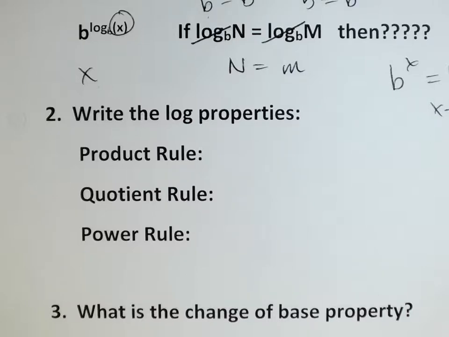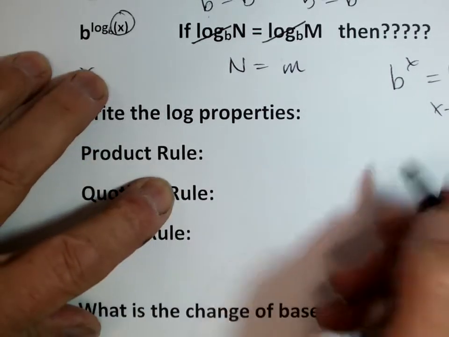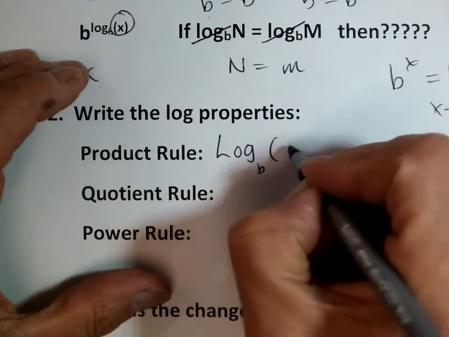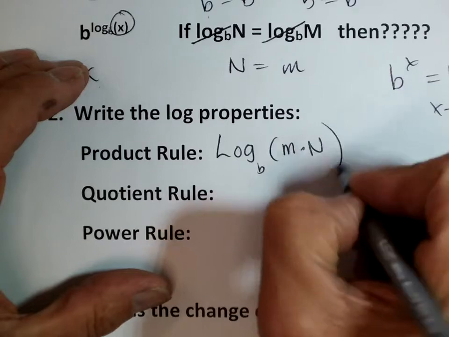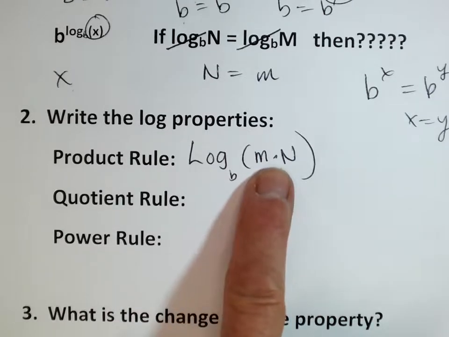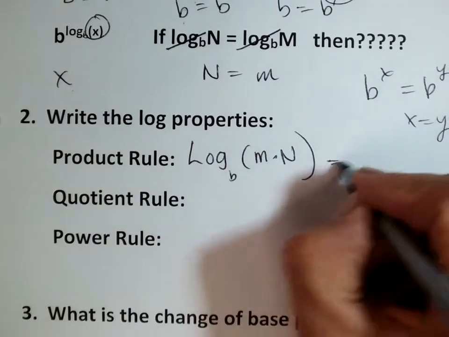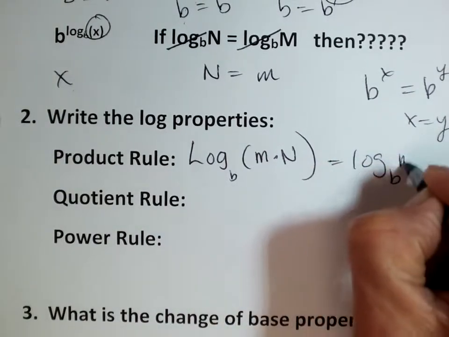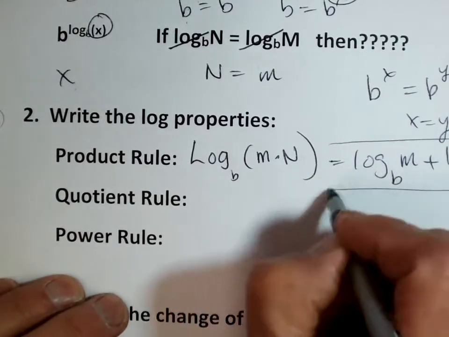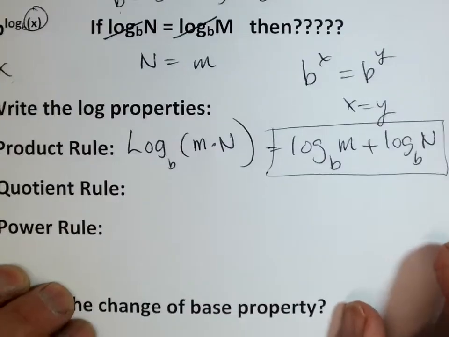So, logarithms are exponents, right? So if I have some logarithm of some base of m times n. So if I multiply bases, I add exponents. I'm going to say it again. If I multiply bases, I add exponents. We can expand this to log base b of m plus log base b of n. Okay, this is a real handy rule to have in calculus. So you expand it. Okay.